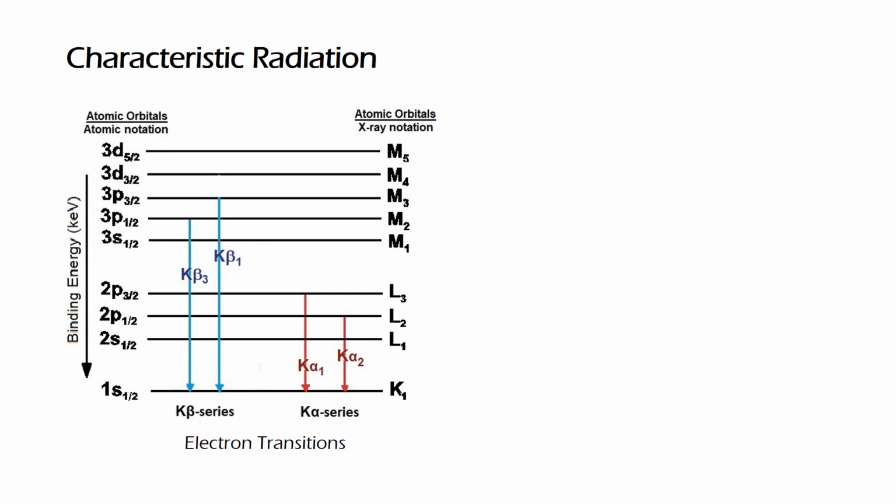K-alpha 1 and K-alpha 2 are specific spectral lines within the K-alpha emission spectrum. Specifically, K-alpha 1 results from a transition from the L3 orbital to the K1 orbital, while K-alpha 2 results from a transition from the L2 orbital to the K1 orbital. K-beta 1 is the energy released due to electron transition between the M3 and K1 orbital, while K-beta 3 is energy released due to the electron transition between the M2 and K1 orbital. K-beta 1 has a slightly higher energy than K-beta 3.